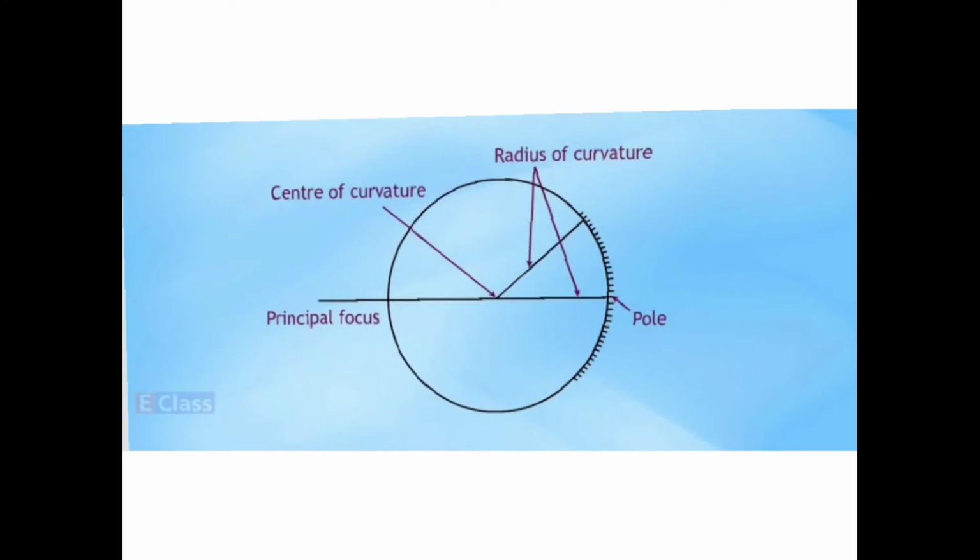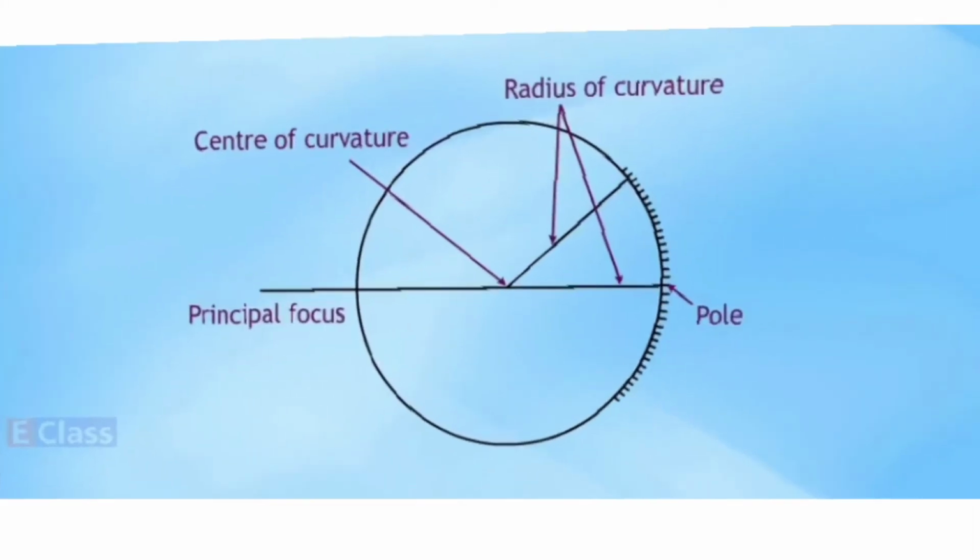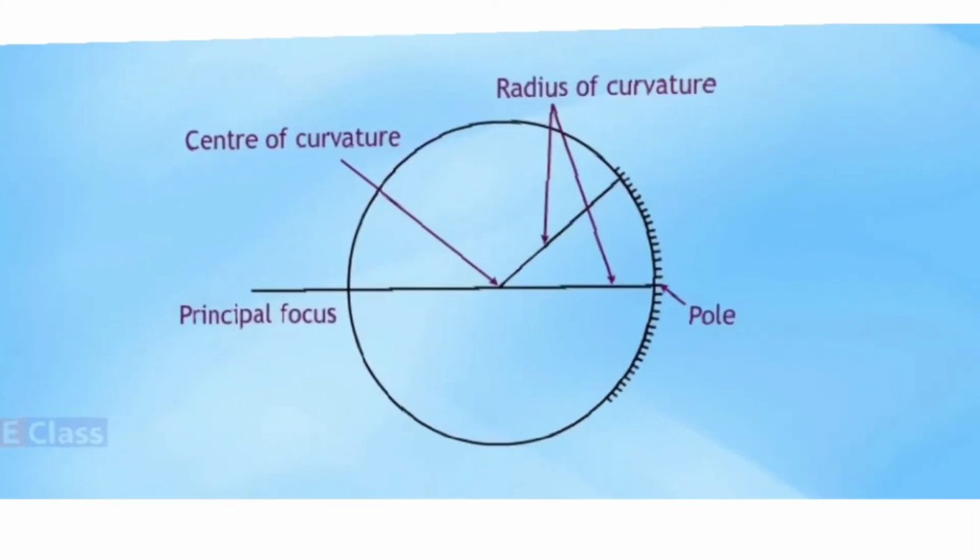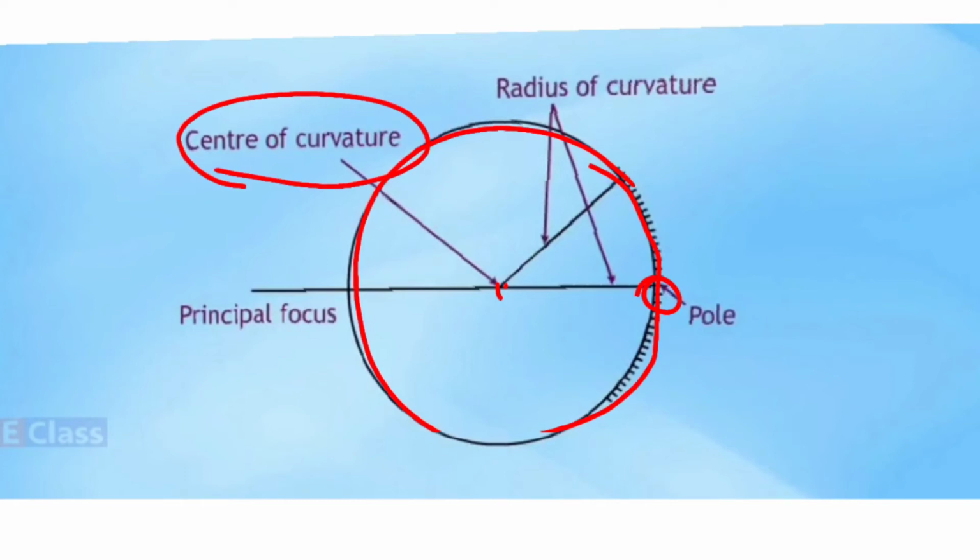So, the terms are, first of all, here we have the pole, right? You can say the midpoint of the mirror is called the pole. Then your mirror is a part of a circle, and the center of that circle is called the center of curvature. Then the radius of that circle is called the radius of curvature.